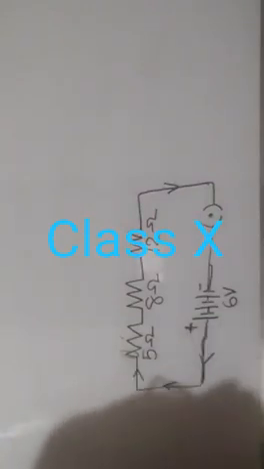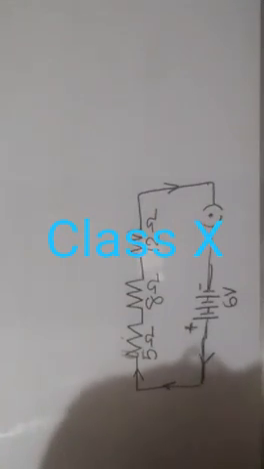Now suppose you are asked to include an ammeter in the circuit and also a voltmeter across any one of the resistors in the circuit. Then in what way you have to connect the ammeter and voltmeter in the same circuit, that I am going to explain. Please listen carefully. It is very important.